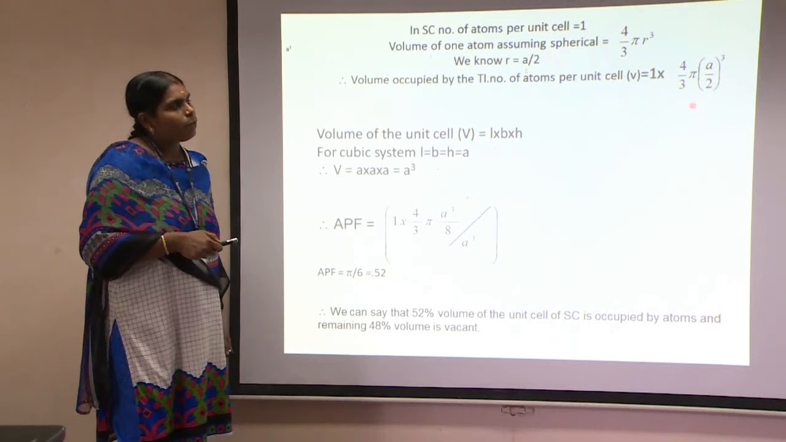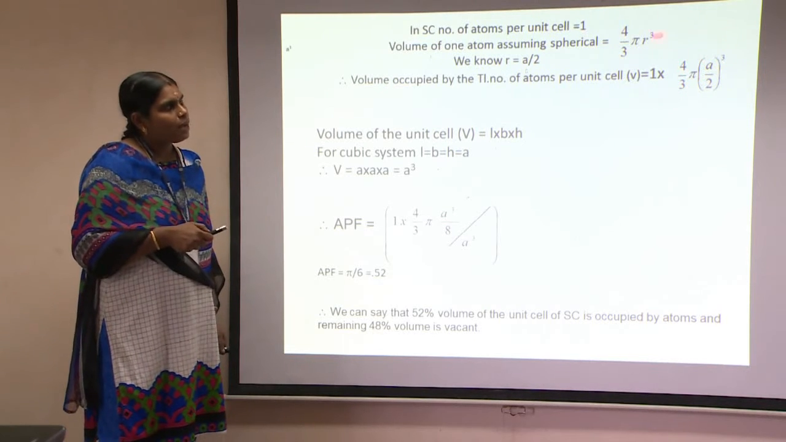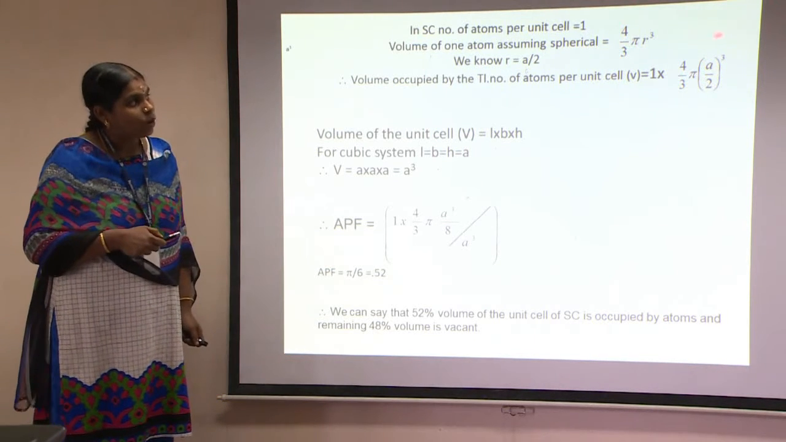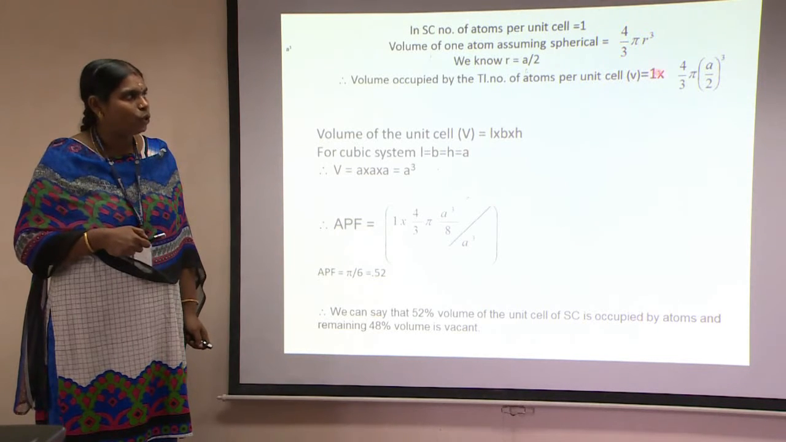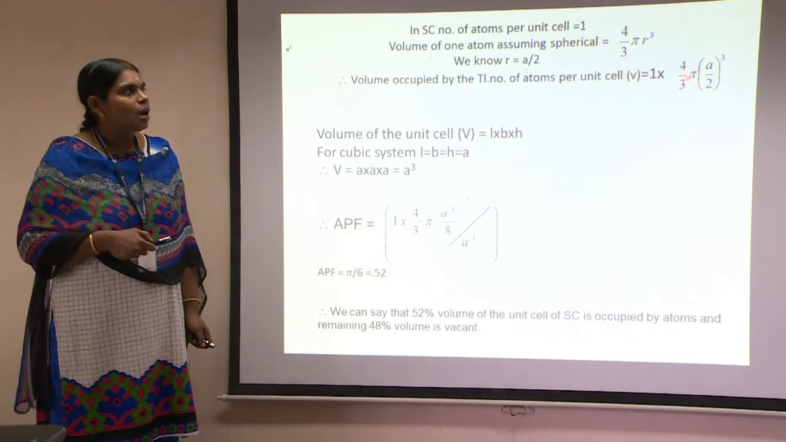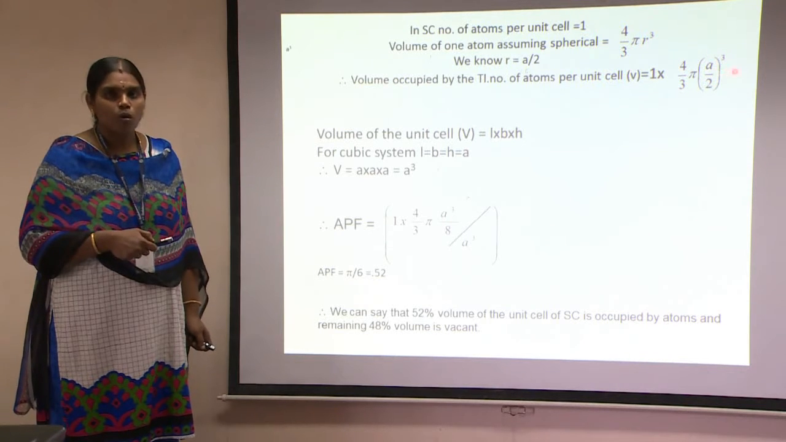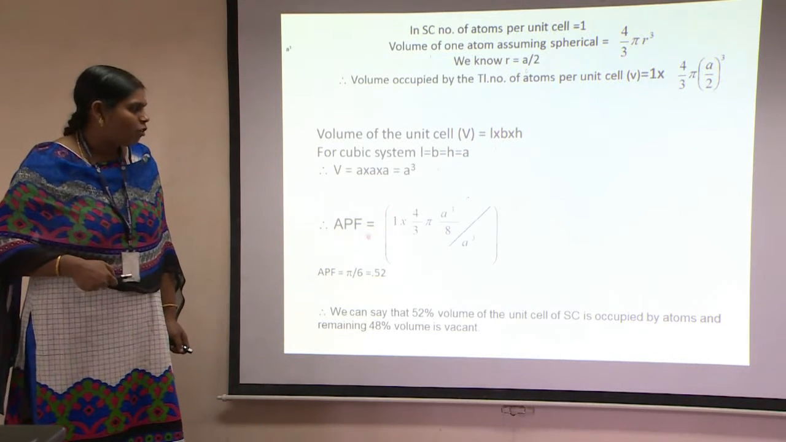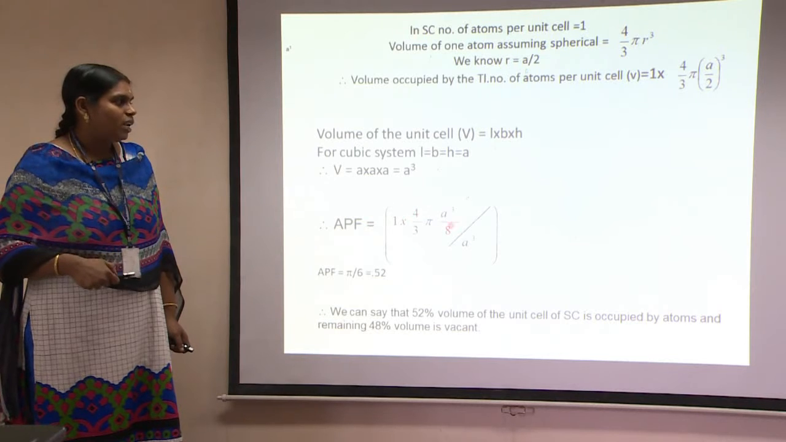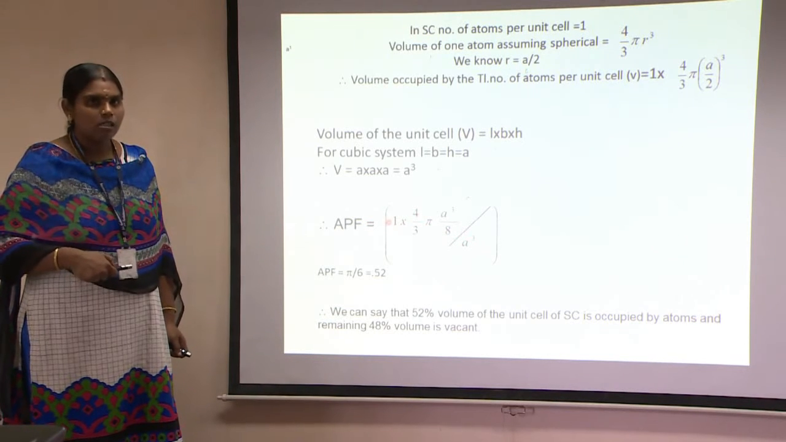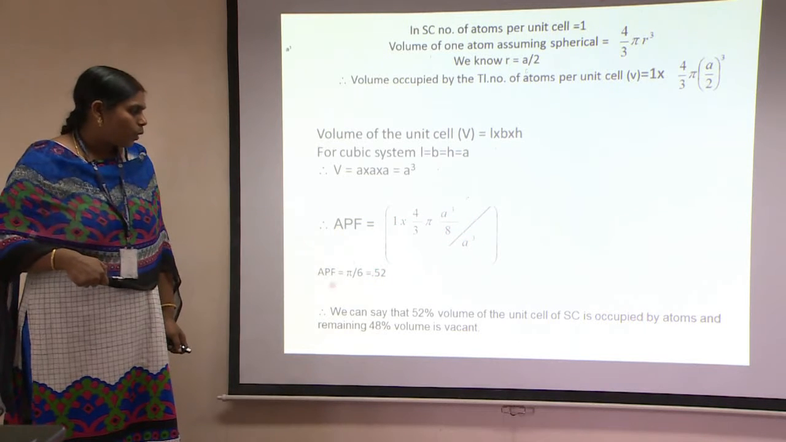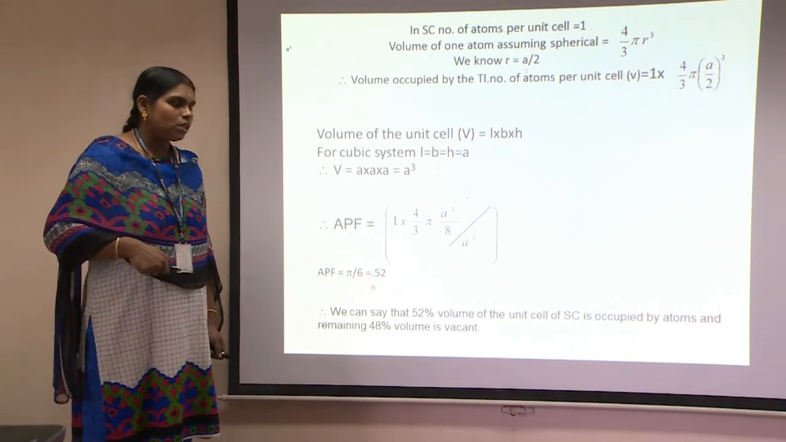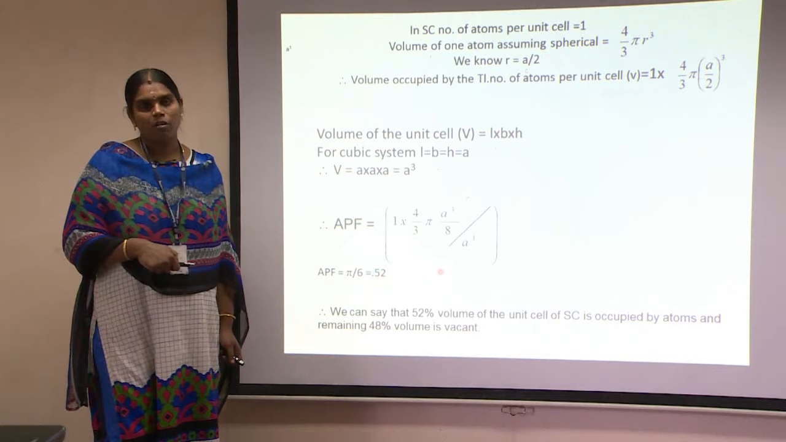Instead of r, we can represent that by the edge length. As we have calculated, the radius for a simple cubic is r is equal to a by 2. We just put it as 4 by 3 pi, a by 2 the whole cube. Now we substitute in our formula, which is small v divided by capital V, that is the volume of atoms in the unit cell divided by the volume of the unit cell. We get the packing density to be pi by 6, which comes to around 0.52.